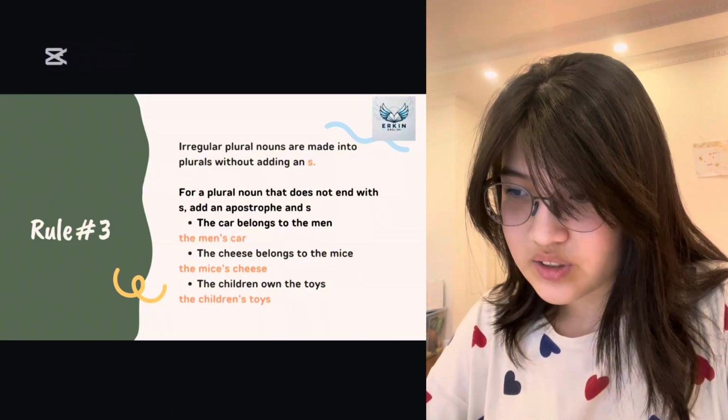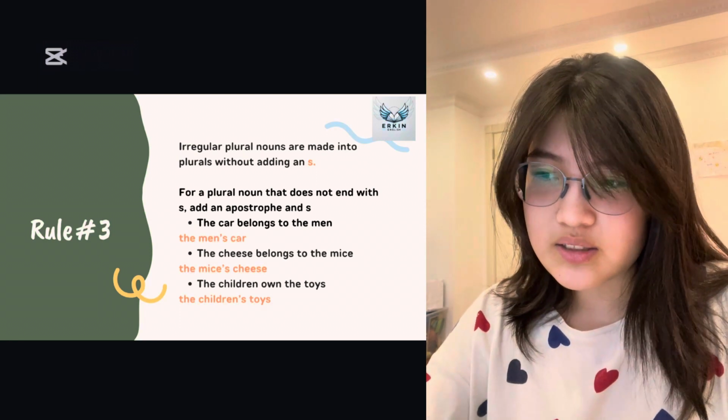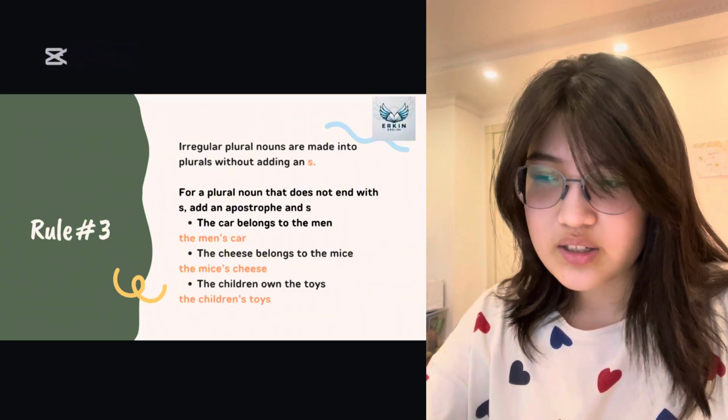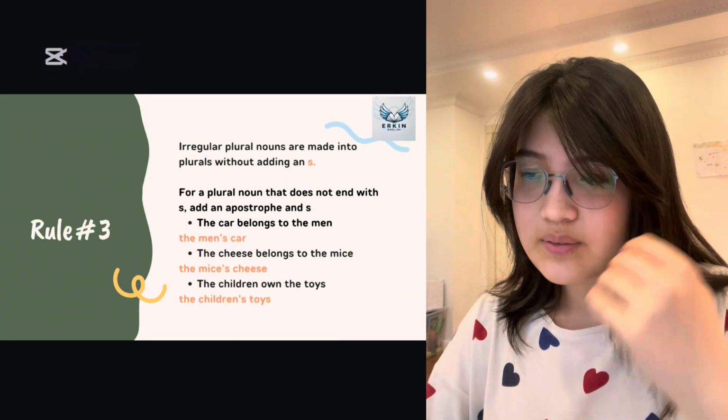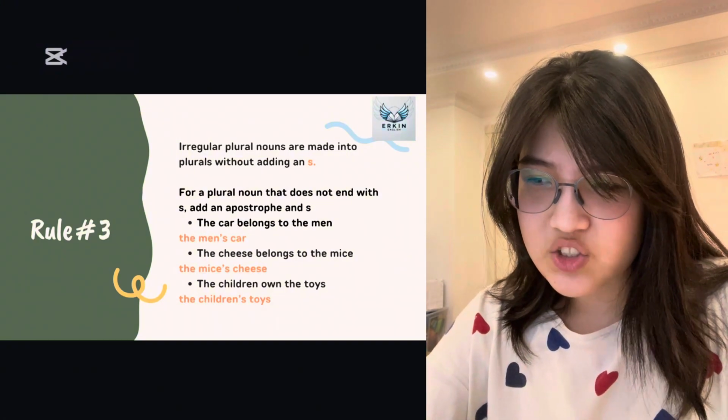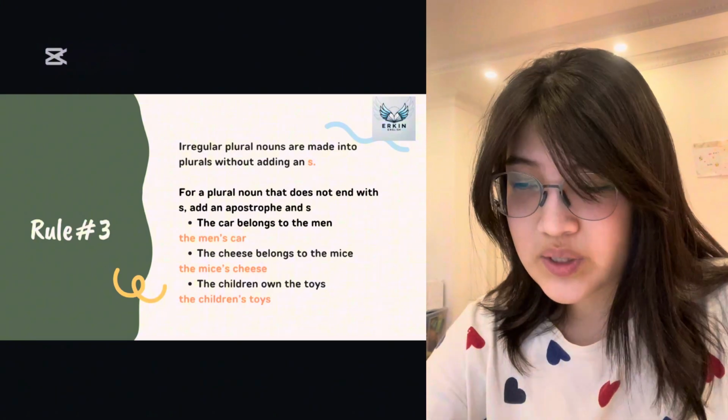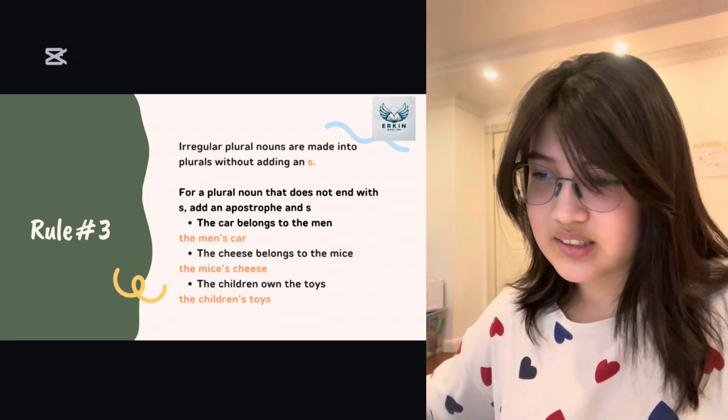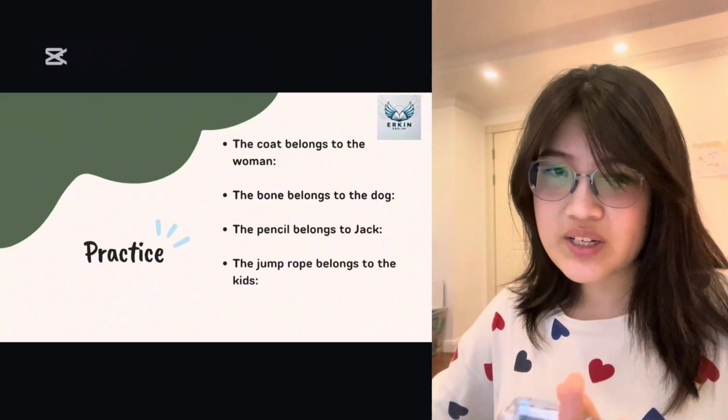The children own the toys. Children is the plural form of child, which is the singular noun, and it doesn't end with an S because children is another irregular plural noun. We can add an apostrophe with an S: the children's toys. If that makes sense, then we can move on to the practice.